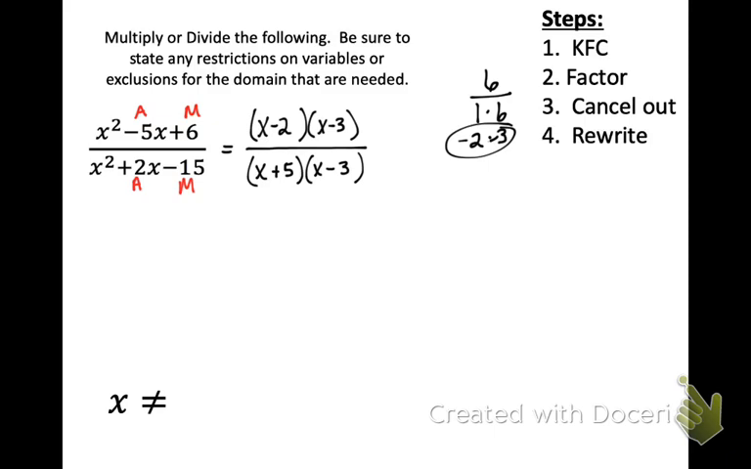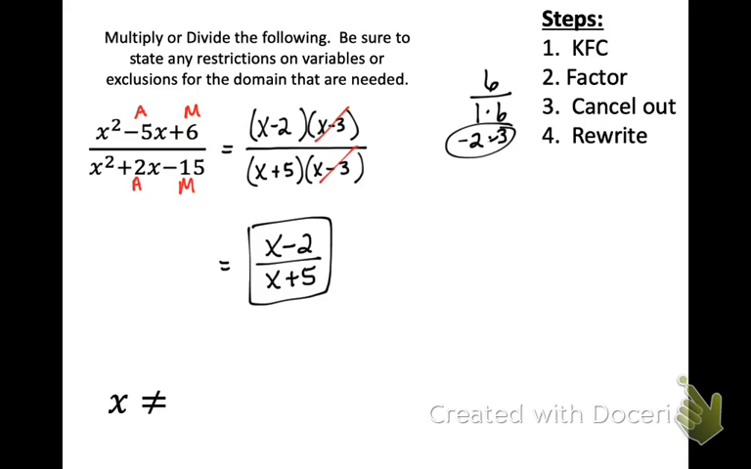Now that I've factored everything, I can cancel out what's common on the top and the bottom. I have an x minus 3 on both the top and the bottom, so I'm going to cancel those out. And my final answer is just going to be x minus 2 over x plus 5.